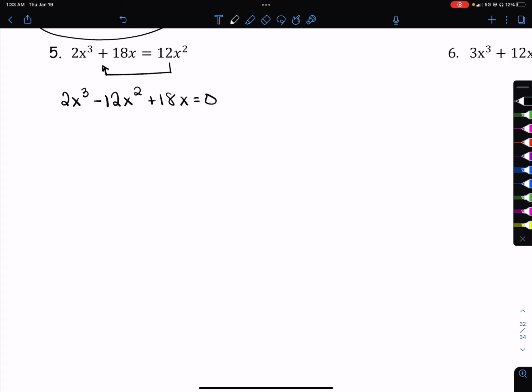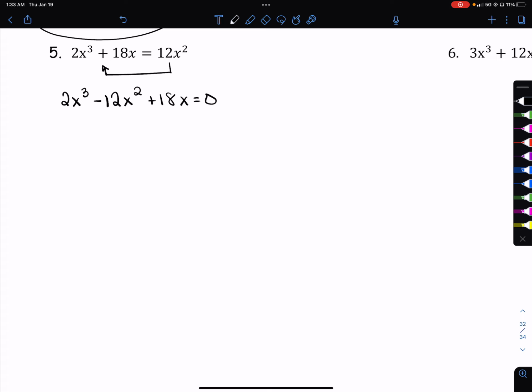Now on this one, again, look for the GCF. What do they have in common? Okay, looking at it, can you tell me how many solutions you think it's going to have? Get that number down, and we'll see at the end. All right, so what is the GCF?